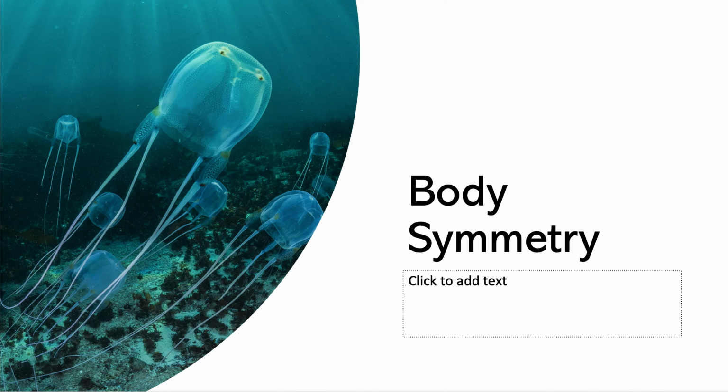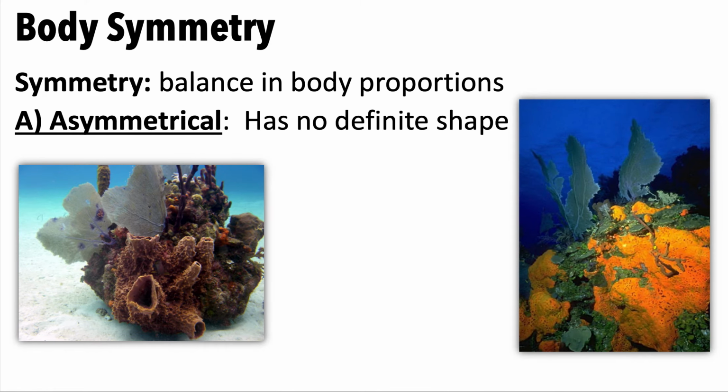Moving on to body symmetry, it's pretty easy and pretty basic stuff. So symmetry is the balance in body proportions. There are going to be three main types of body symmetry within the animal kingdom. The first is asymmetrical. It's going to have no definite shape or symmetry within it. As you can see here with these corals and a lot of sponges, they're just going to kind of grow randomly and not have this symmetry within it.